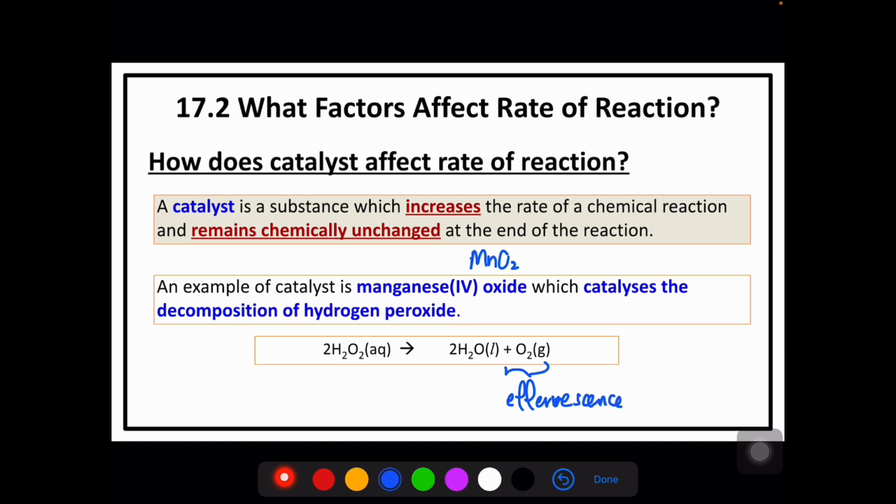And once the catalyst comes in, you realize that it's uncontrollable. The rate just becomes so fast that it keeps on going, right? And that is the power of a catalyst. What was also mentioned in the video is that the catalyst will actually remain chemically unchanged. So at the end of the whole experiment, you can actually filter out the manganese(IV) oxide. Maybe you can dry it up and then reuse it for other experiments.